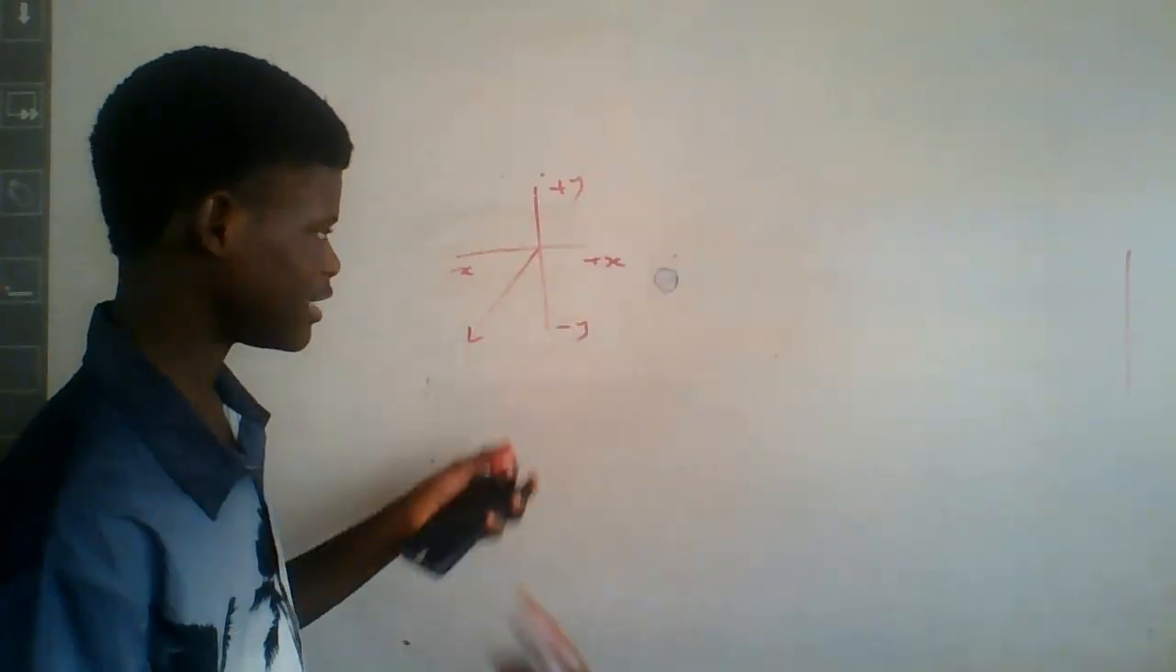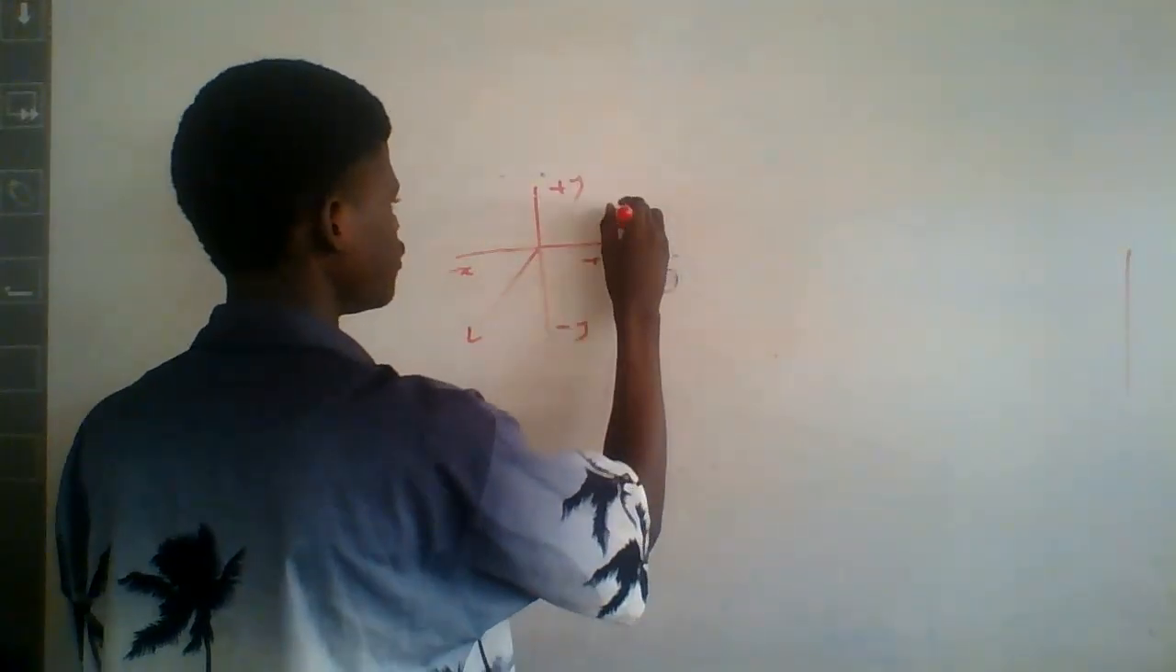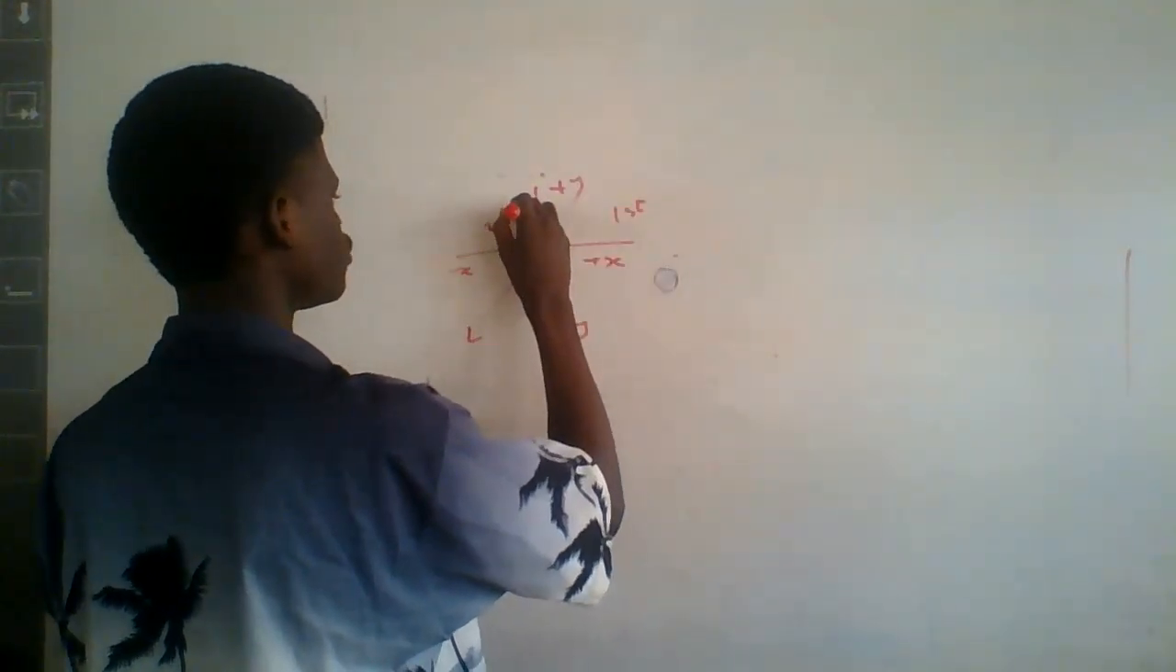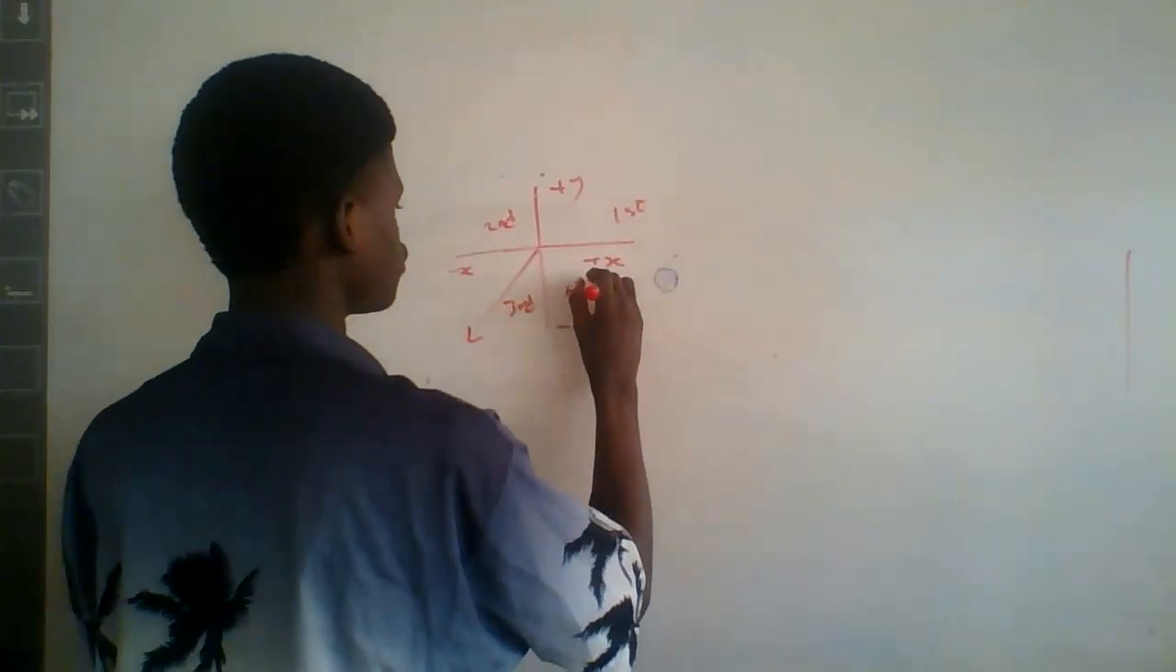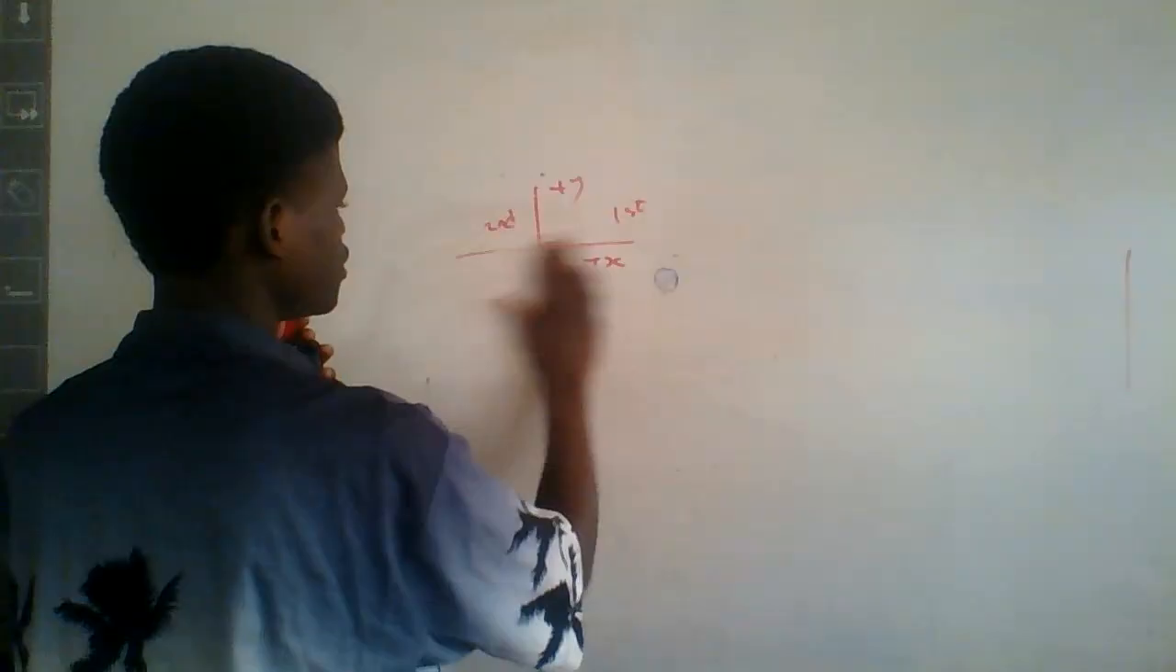Then the resultant lies in, we all know from our secondary school mathematics, this is the first quadrant, this is the second quadrant, the third and the fourth quadrant. So the answer is third quadrant, and that's option C.